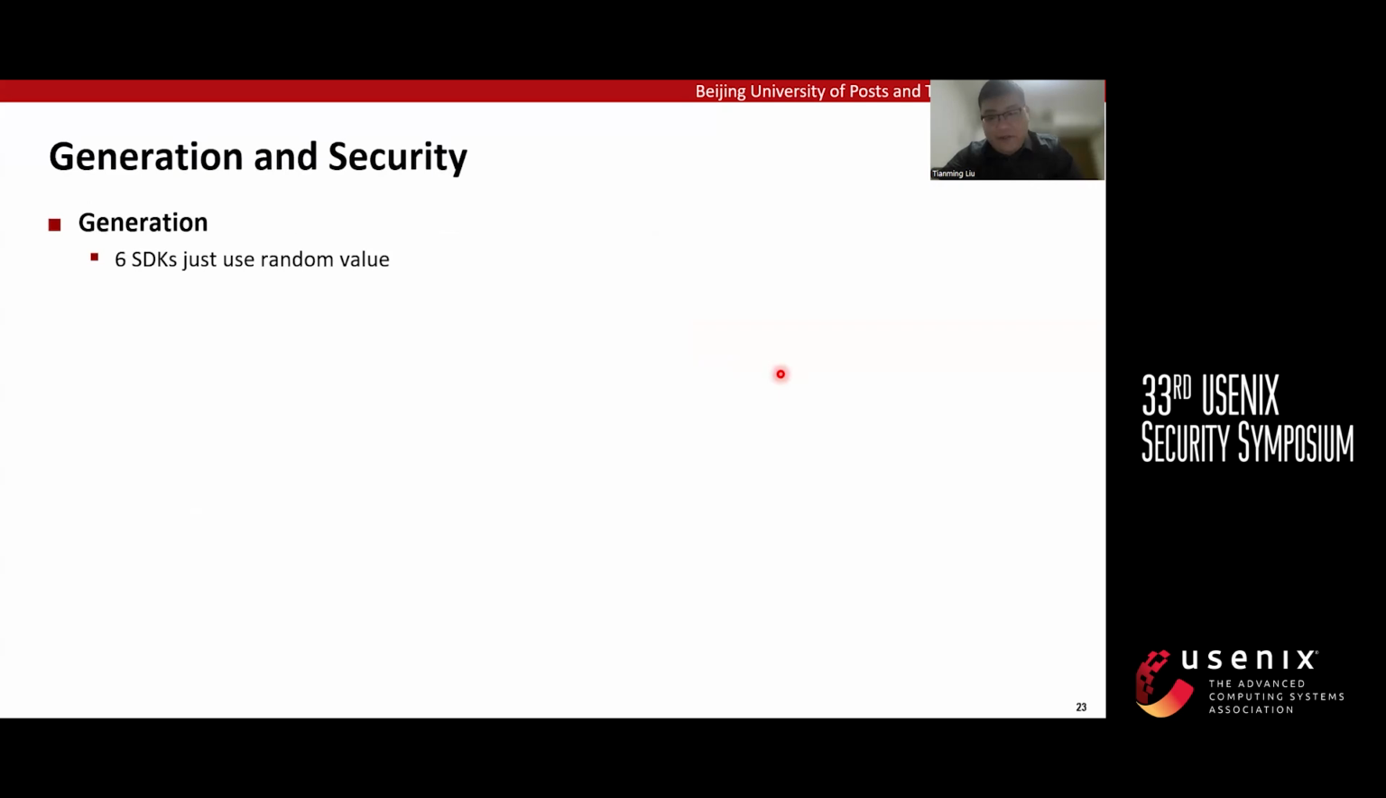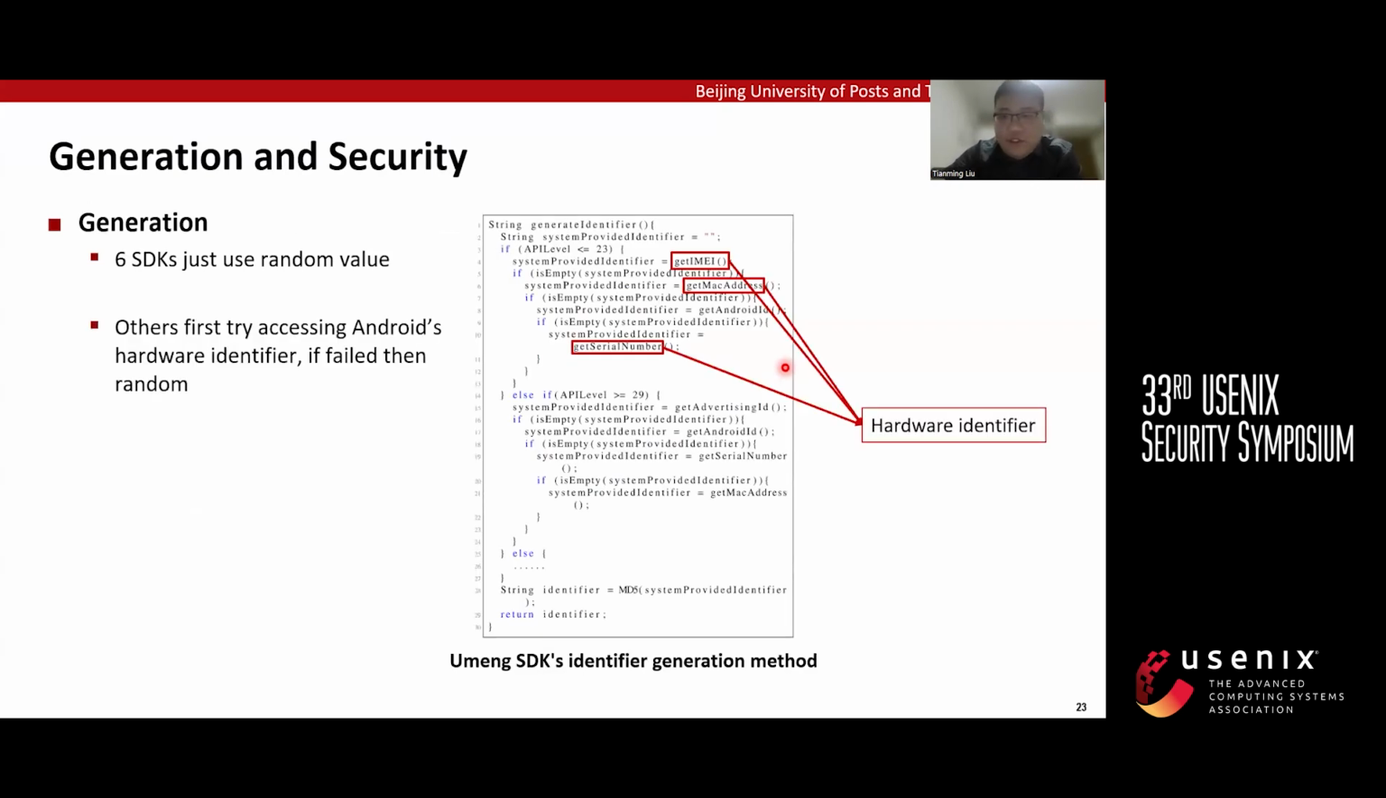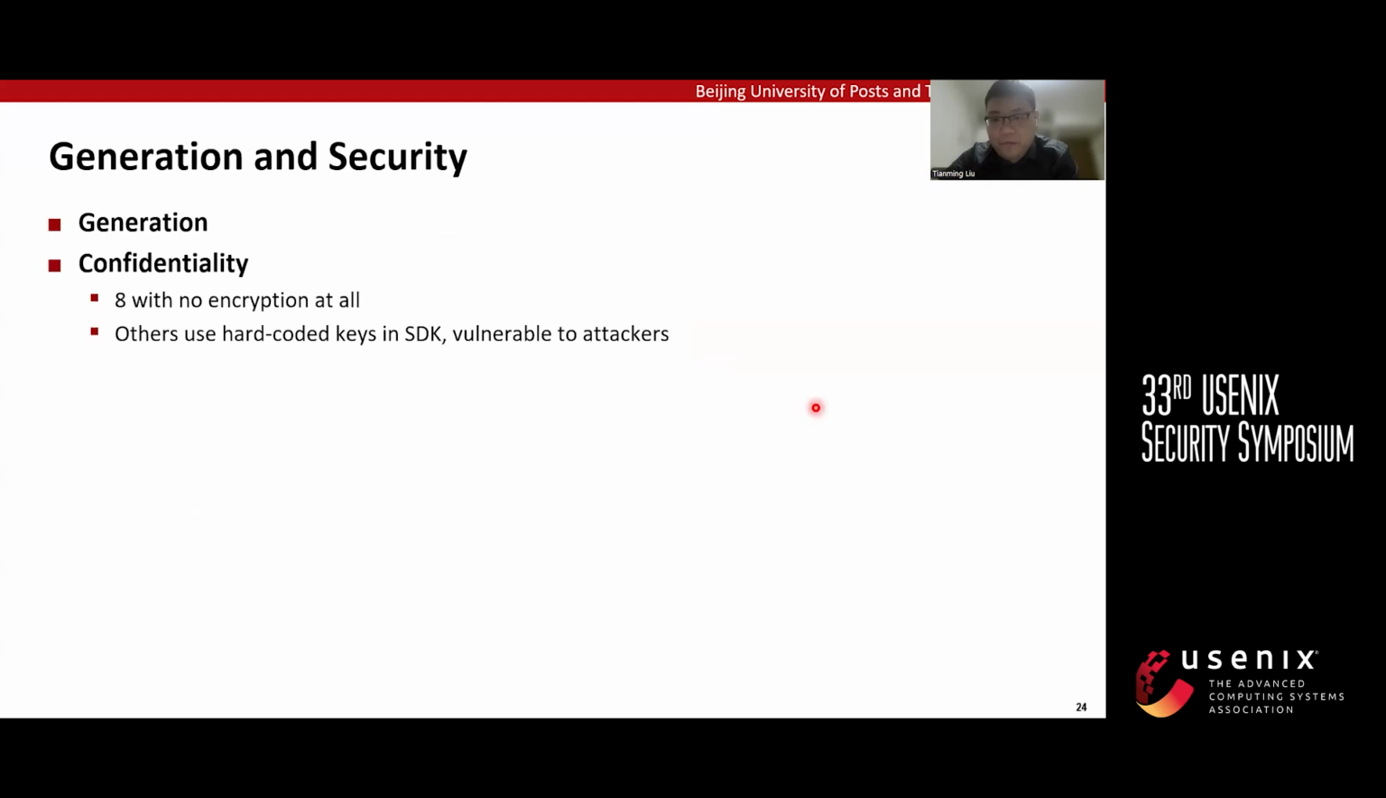In terms of generation, they either use a random but unique value, or first try to access a hardware identifier and use a random value if failed. As for confidentiality, 8 SDKs store plain text, while others use encryption, but they all use secret keys hard-coded within the SDK. So it is also vulnerable to deliberate attackers who can read the compiled code.